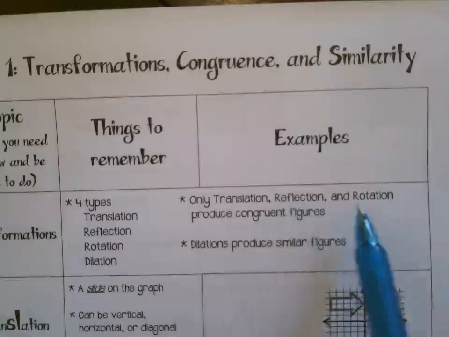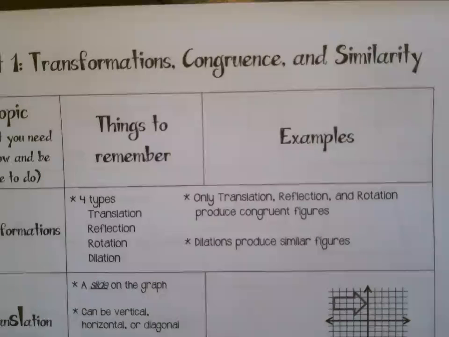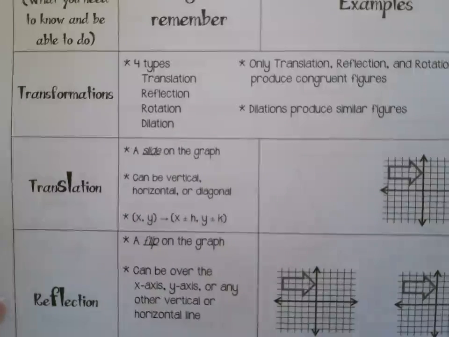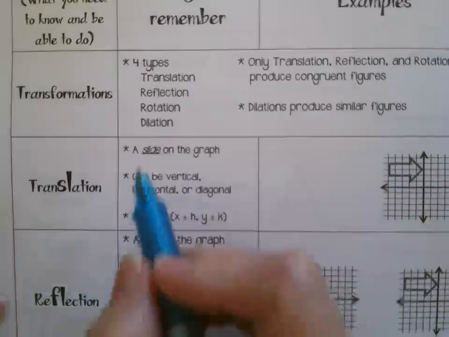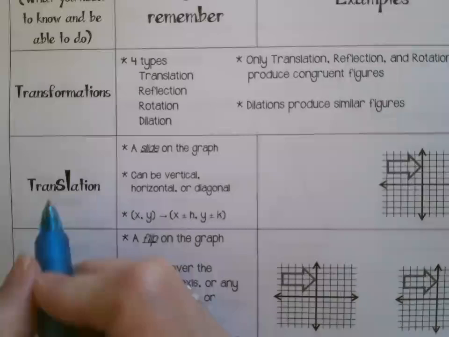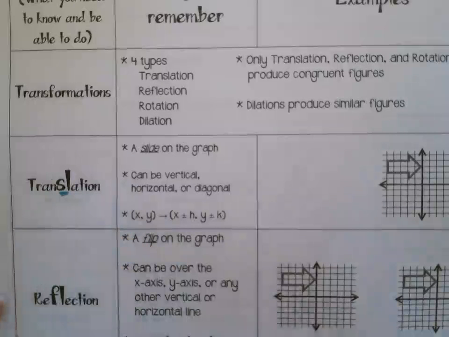Only translating, reflecting, and rotating are going to keep the figure the same size. If you dilate, that's when you change the size of the shape. All right, so let's focus first on translations. A translation is a slide on the graph. I kind of highlighted SL right there, if that helps you remember that it's a slide.